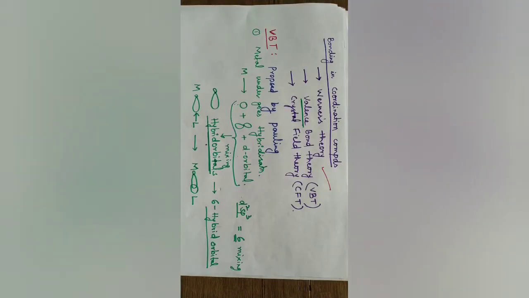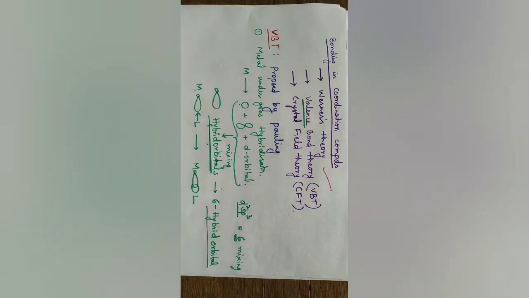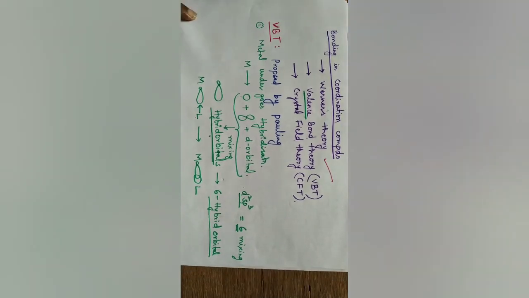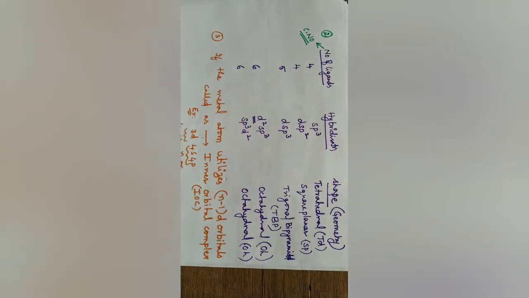A brief revision of this. Bonding in coordination compounds is explained by theories: Werner's theory, valence bond theory, and crystal field theory. Valence bond theory was proposed by Pauling. The metal atom undergoes hybridization, and the ligand gives an electron pair to the metal atom. That is the first point. The second is that once the ligand forms a bond with the metal atom, it gives different geometries.